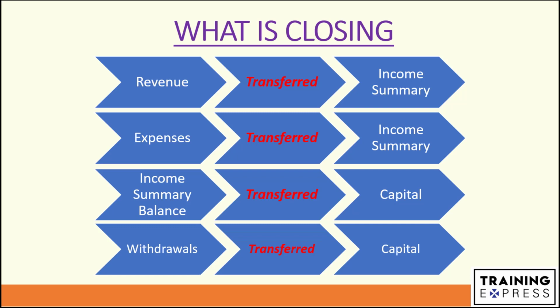If you look at the first row, you will see that revenue will be transferred to income summary. In other words, the ending balance of revenue will be transferred to income summary account. Ending balance of all the expenses will be transferred to income summary. And now income summary account will have got certain balance. Now this income summary ending balance will be transferred into capital account. And at the end, we will close withdrawals account by transferring the ending balance into the capital account as well.